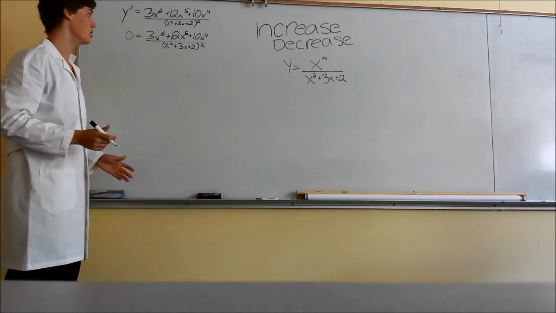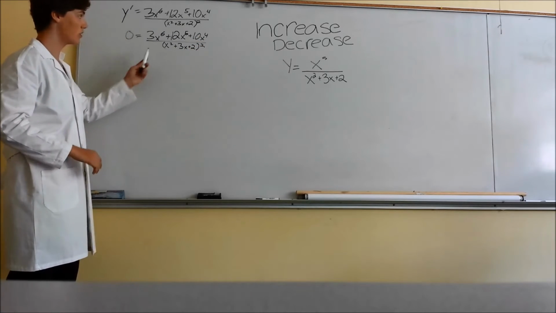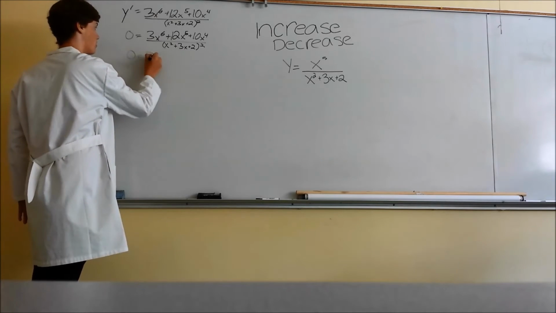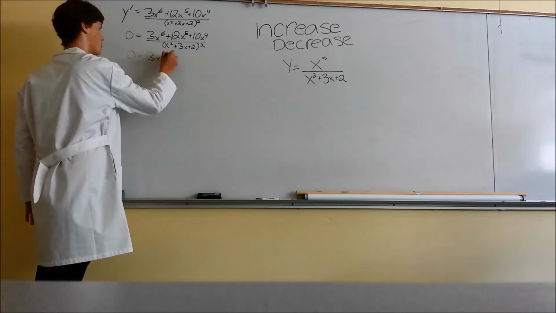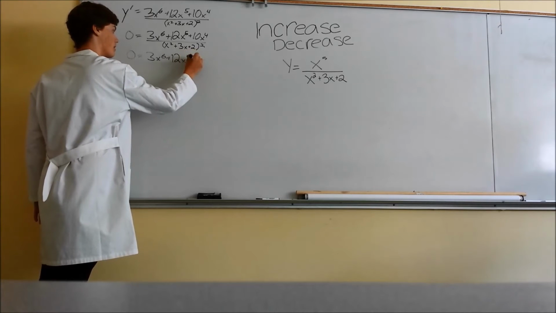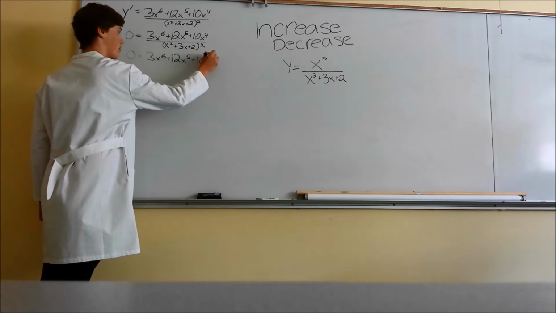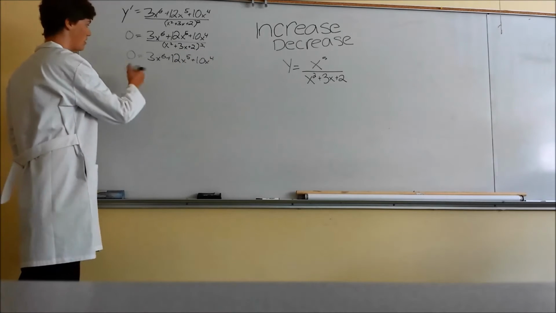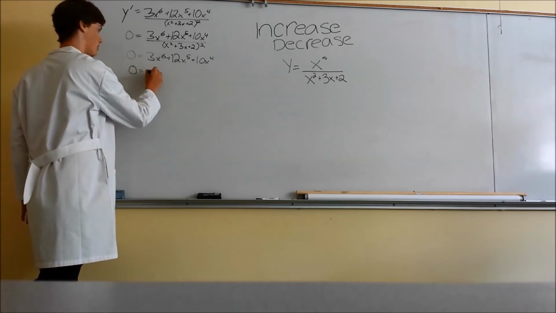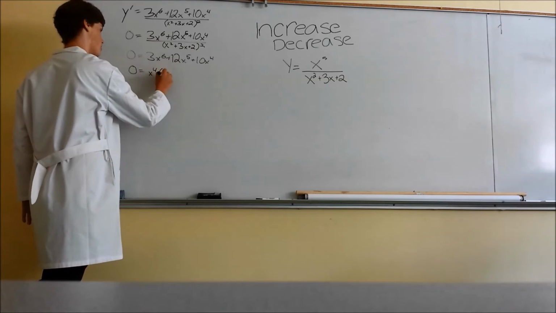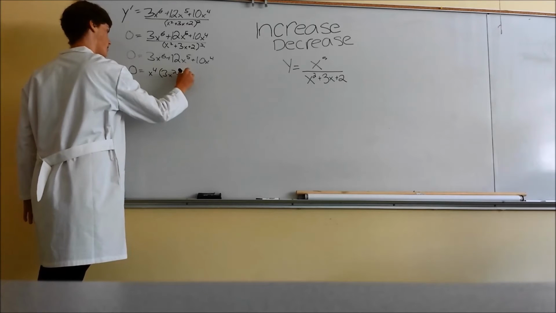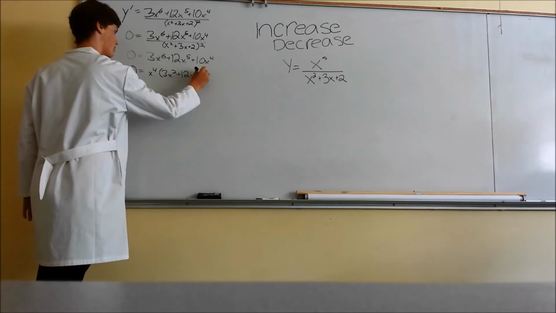To solve for our variable, we can cross-multiply to eliminate the fraction, leaving us with the equation 0 equals 3x to the 6 plus 12x to the 5 plus 10x to the 4. This equation factors to give us 0 equals x to the 4 times 3x squared plus 12x plus 10.